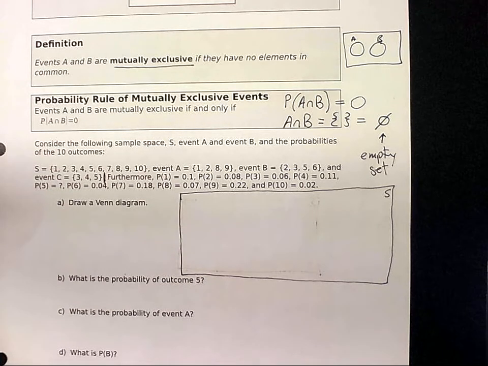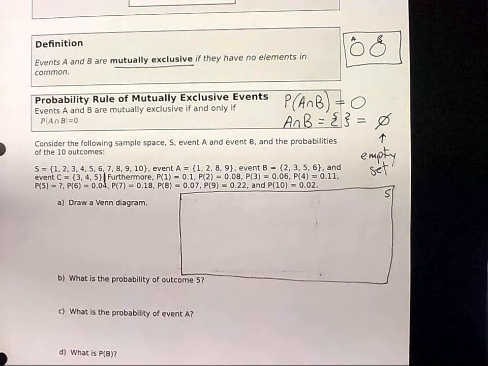Alright, so let's see here. We have our sample space, and our sample space has to contain all possible outcomes, and that's numbers 1 through 10. Then we have 3 events, event A, event B, and event C. So let me ask you this. Do events A and B have anything in common?